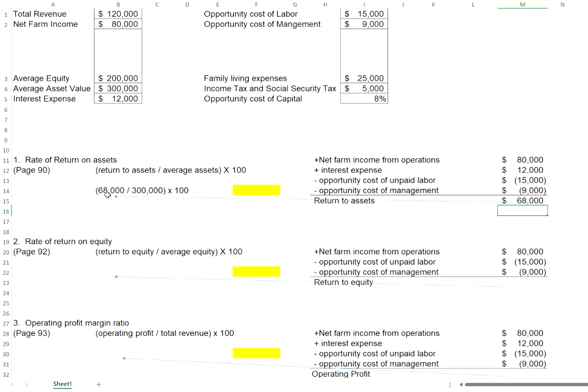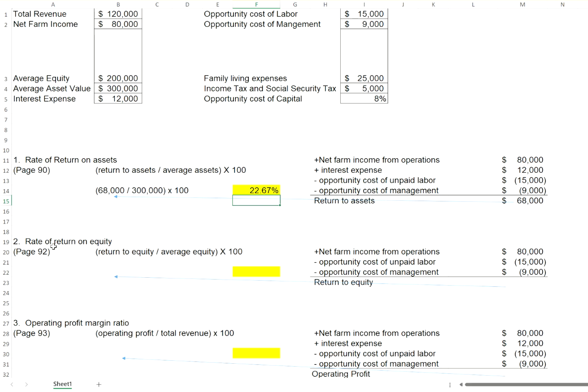So therefore, I will take that $68,000 divided by average assets, which are given up here of $300,000, and to get it as a percentage, I will multiply it times 100. So I will take 68,000 divided by 300,000 times 100. So 22.67% return. So that means for every dollar I've invested in assets, I'm getting about 22 cents back as income.